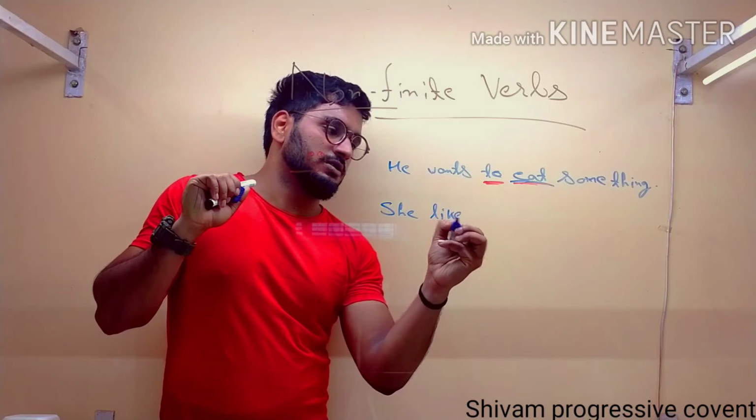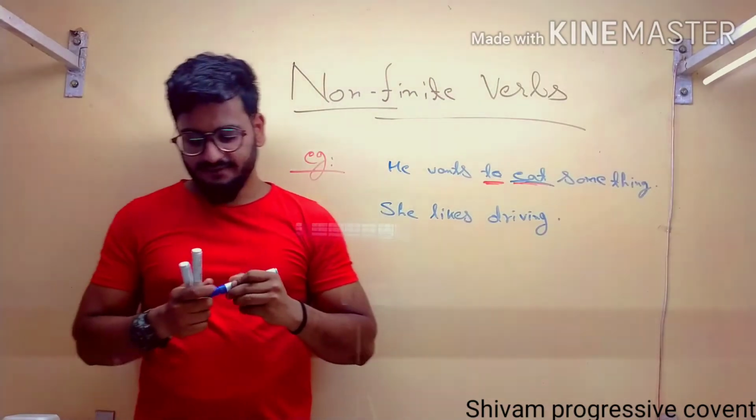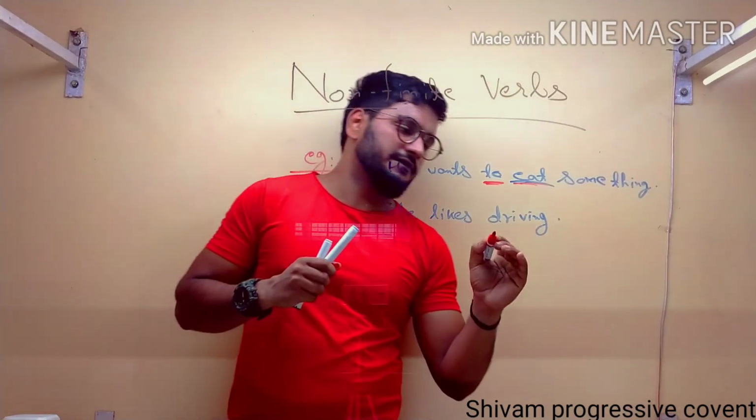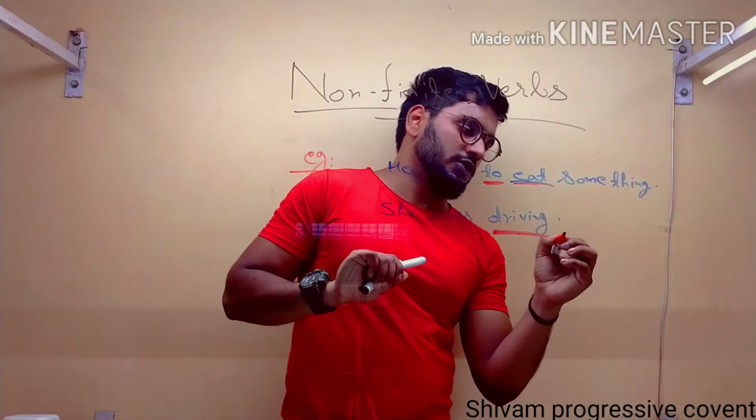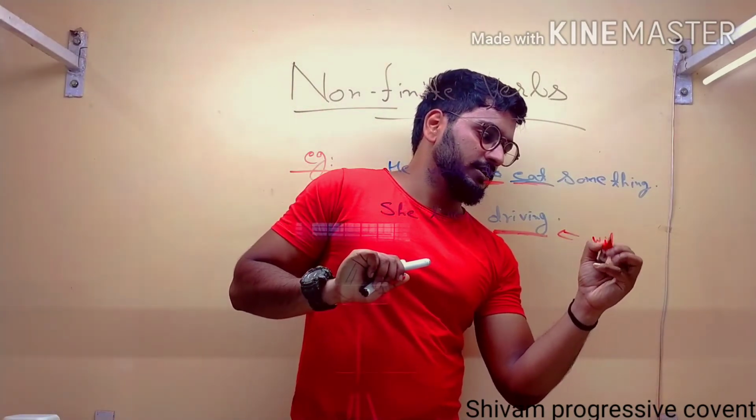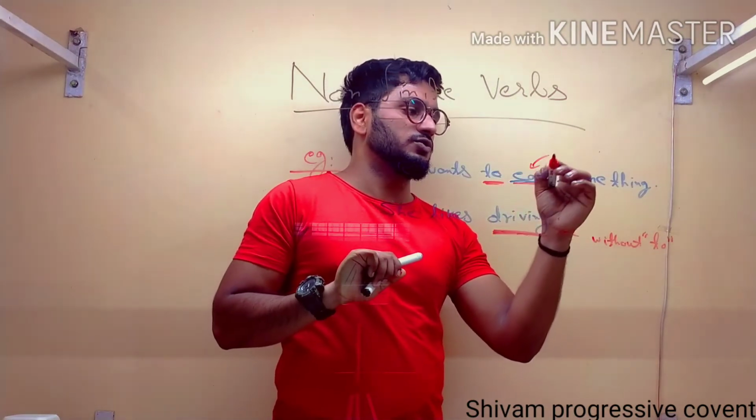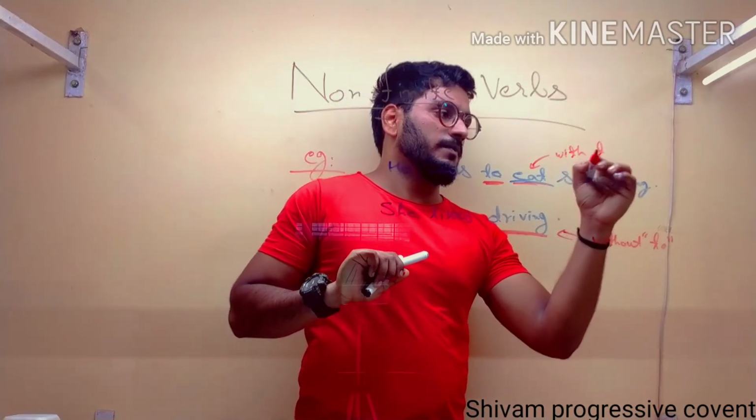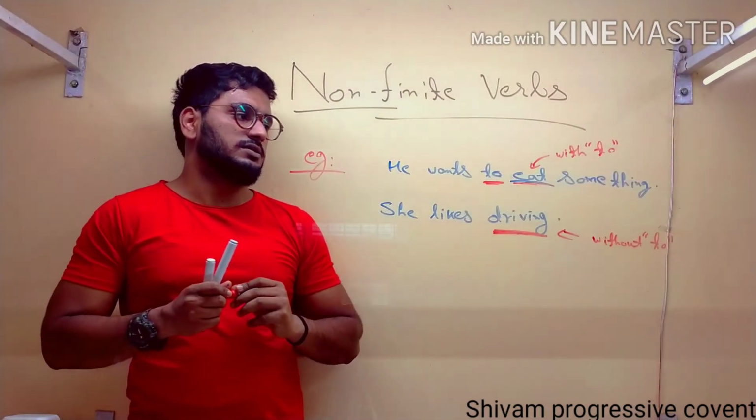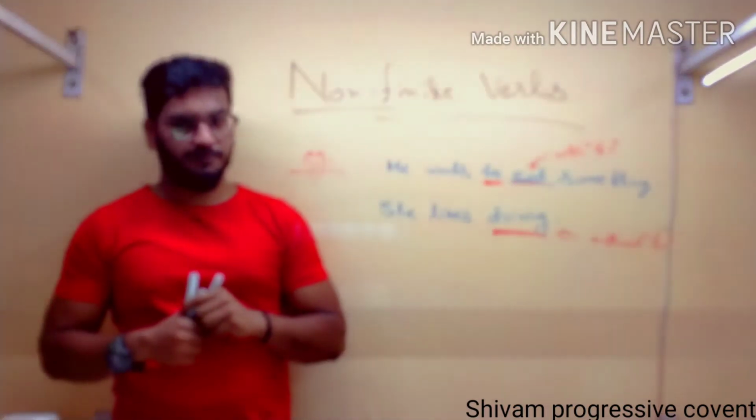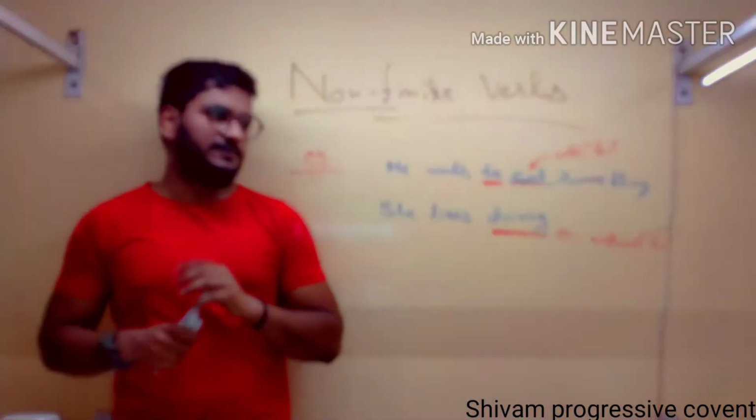She likes driving. She likes driving. Here, driving is an infinitive verb, but it is not used with to. So you can clearly say here it is without to, and here with to. All I want to say is an infinitive verb is not always used with to. It may be, or it may not be. So this was my point.